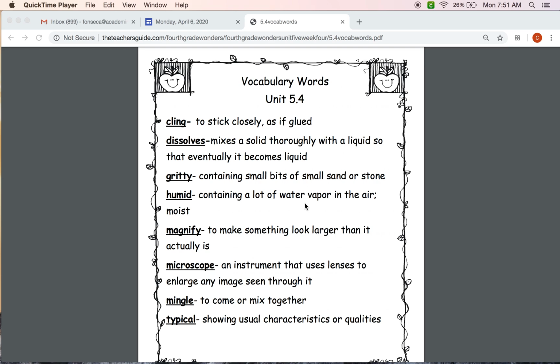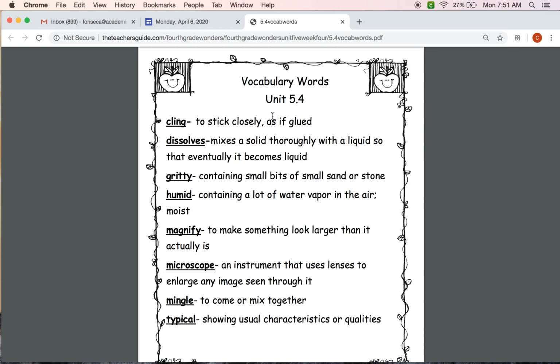Okay, so let's go ahead and look at the first word. The first word is cling. When you cling to something, it means to stick closely as if glued. A lot of you cling to each other, right? It means you like to hug each other a lot. Or you guys are very clingy, that means you like to stick together, okay? Almost as if you were glued, right?